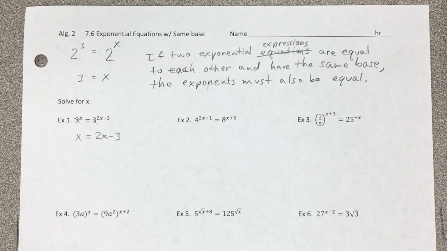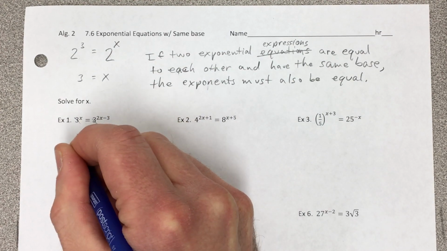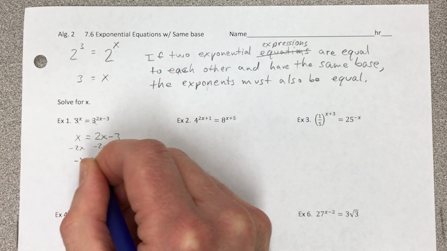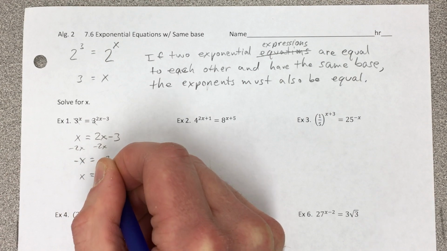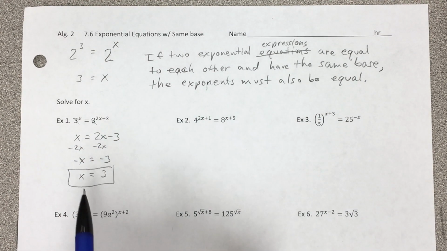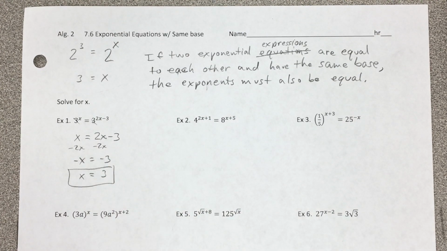This is a linear equation. I'm going to get the x's together. I'll subtract the 2x over, get negative x is equal to negative 3, divide by negative, and get x is equal to 3. Now, the nice thing about this is you can check your answers. You can take that 3, plug it into your original equation, and double check that it is indeed a solution.